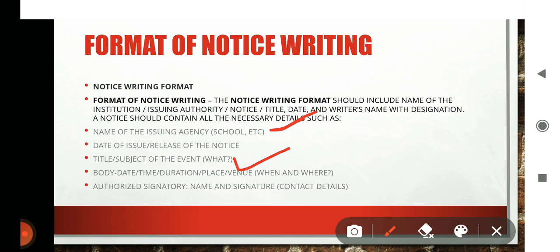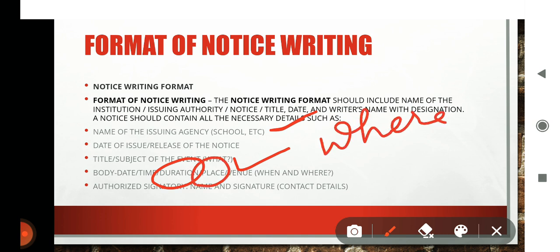Then body: date, time, duration, place, venue. When and where, these things should be considered. Suppose you are going to describe some event, then you should write about that particular event, the date of the event, the time when the event will be conducted, then the duration of the event, from which time it will begin and up to which time it will end. Then the place where that event will be conducted, that also you need to mention in your notice. And venue means place. When and where, in simple language we can say.